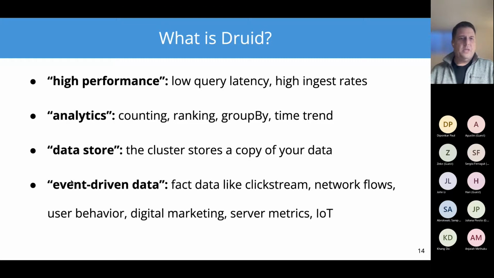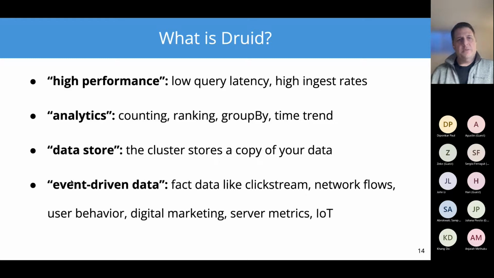There are a few things behind this. High performance: how do we have low query latency with high ingest rates? Usually in data warehouses, these compete for the same resources. How do we solve that? Analytics: we're an analytics system, not a transactional system. It's an OLAP system, so counting, ranking, grouping by time, trends, scans, things like that. Really great for that, but not so much on the update or the delete side.